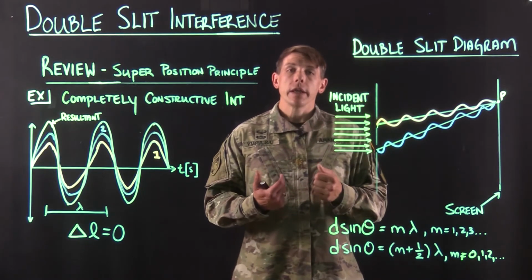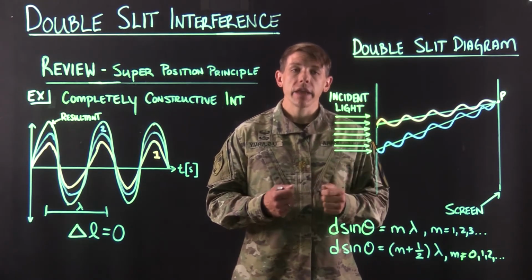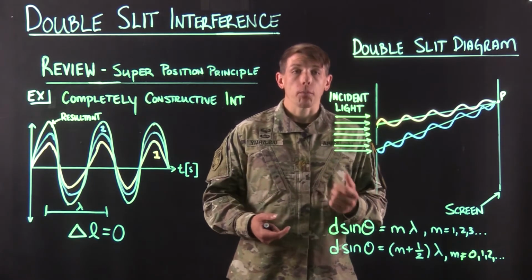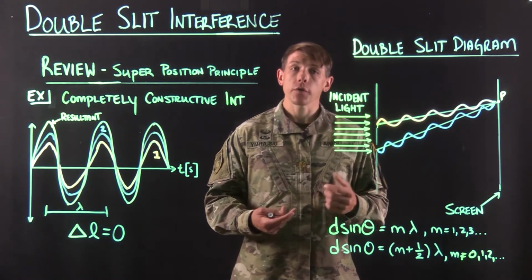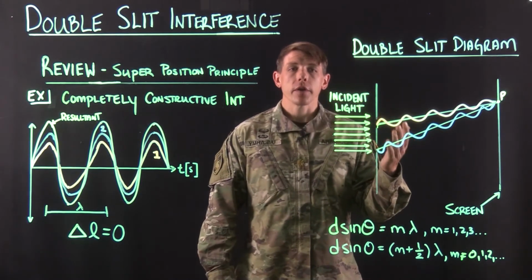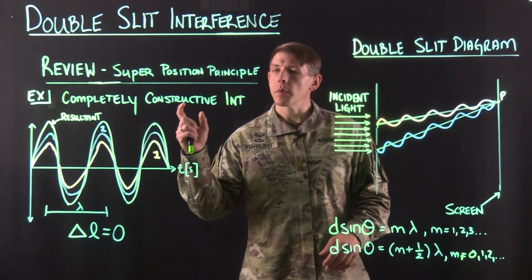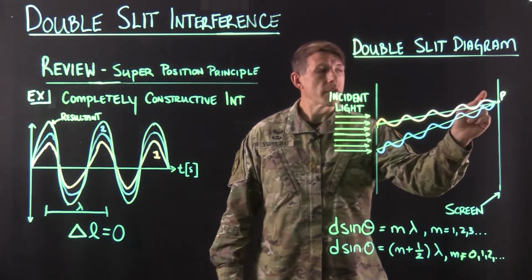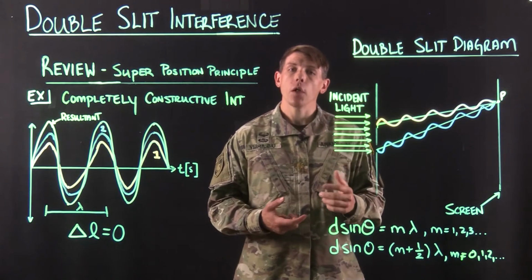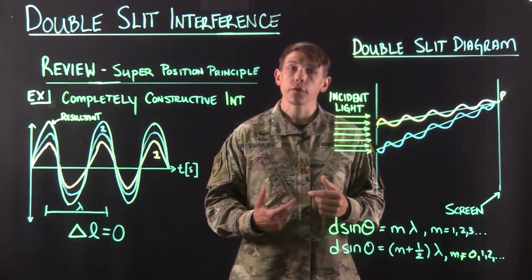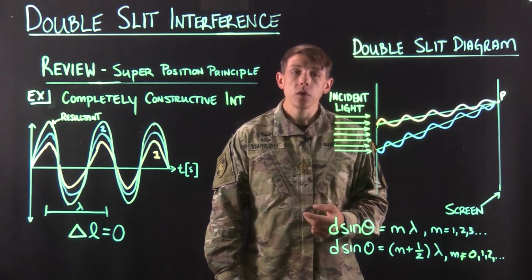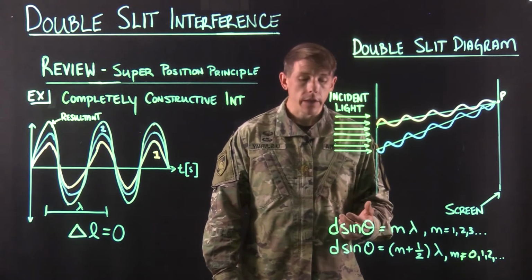Typically, I'm looking at what is happening at any given point P. Typically, we're looking for dark or bright fringes, or destructive or constructive interference. Double slit interference is applying the concept of superposition at a specific point P, and being able to tell whether I'm experiencing constructive or destructive interference. I have two equations that I can use to better understand that.